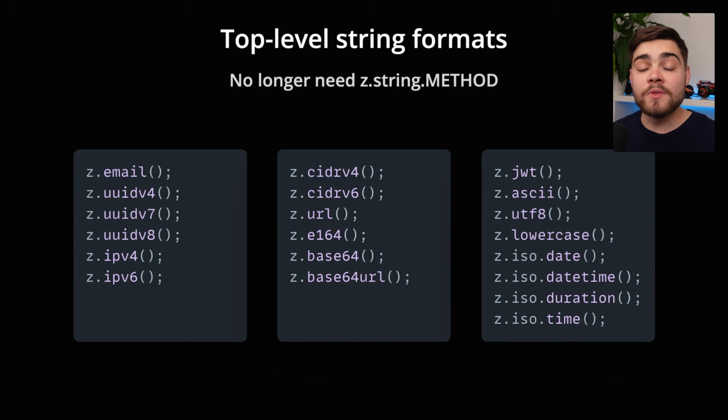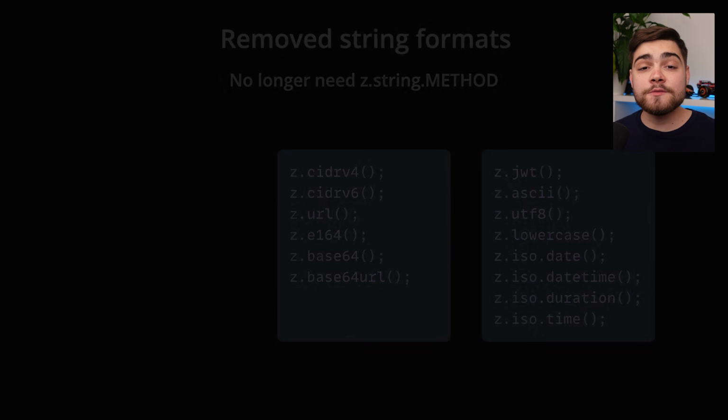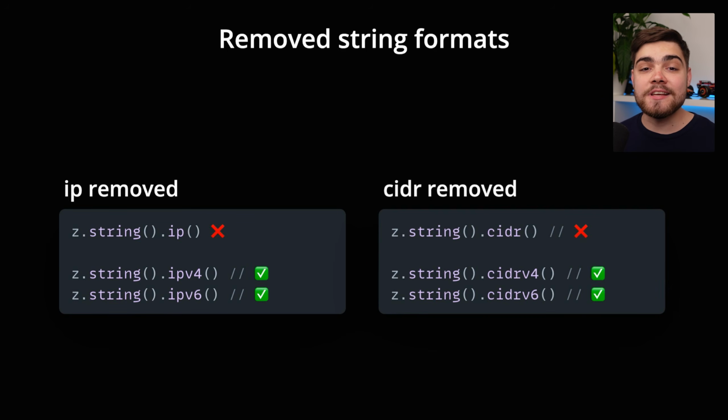Talking about string types, string formats have been moved to the top level, so you no longer need to do z.string().email, you just do z.email. This is only a deprecation though, so nothing will break immediately if you use the older methods. What has been removed though is .ip and .cidr. These have been replaced by more specific .ipv4 and .ipv6 methods.